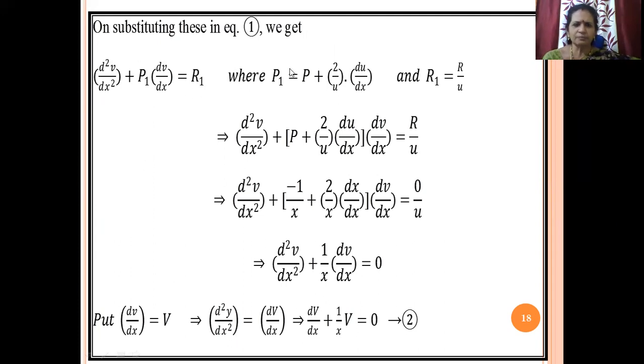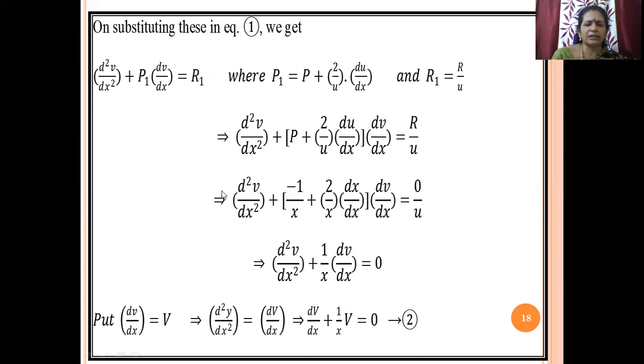In this, we have taken p1 as this formula, this is a value, and r1 as this is a value. Again, we are going to replace the p value in p1 and the r value in r1. So finally we got this equation, right?